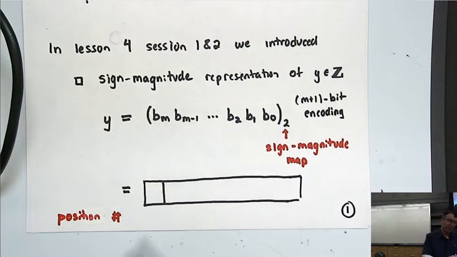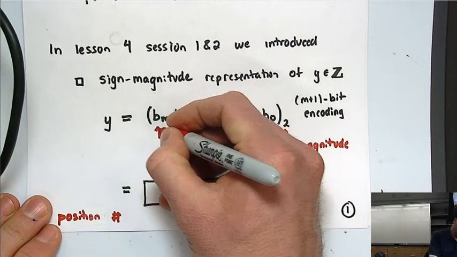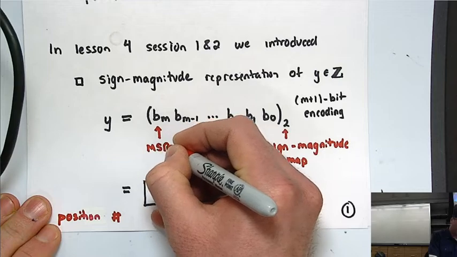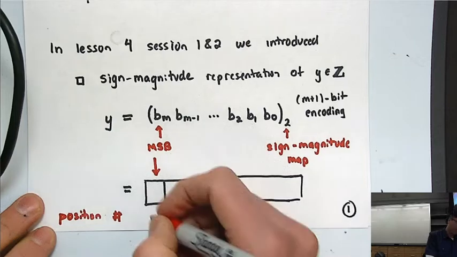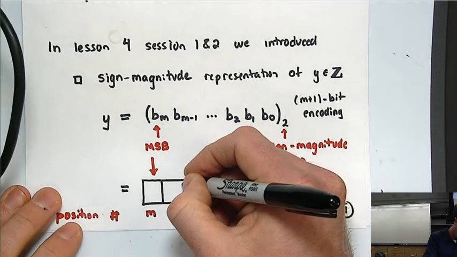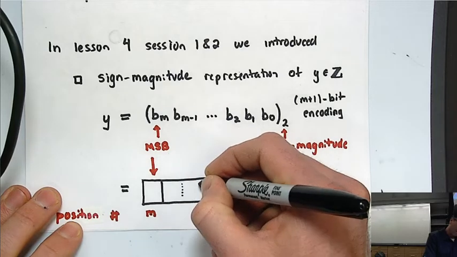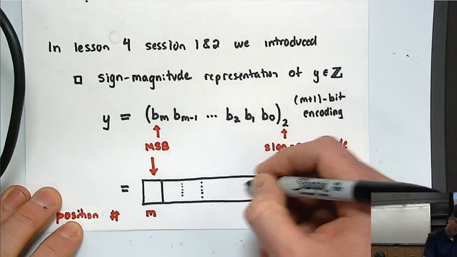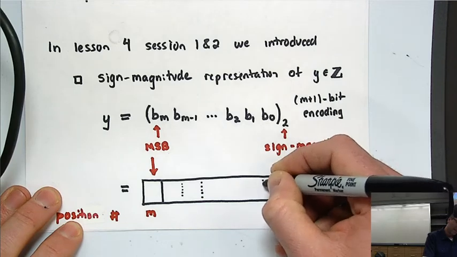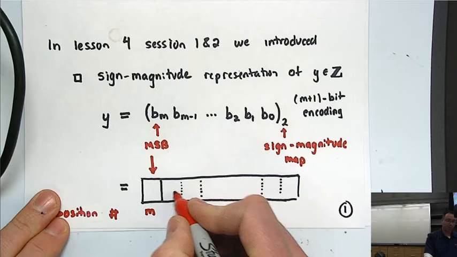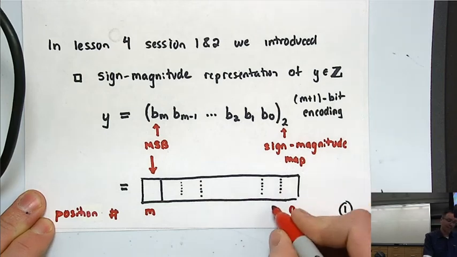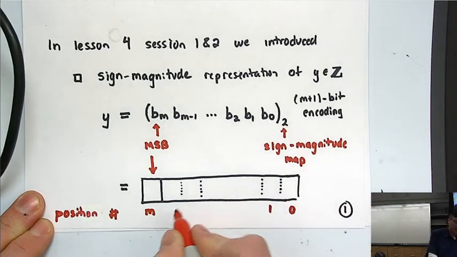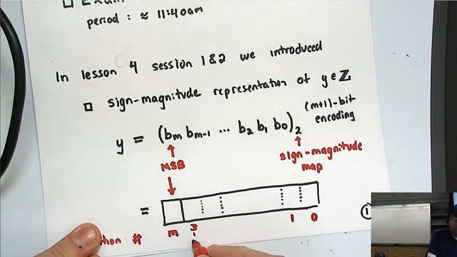The most significant bit, kind of like MSB, but very different. What's the position number on the most significant bit? M. And then what we'll do is map these without a hard delimiting line. What would be the position number of the least significant bit? 0. The second least significant bit, and then all the way down to, I'm running out of room here, m minus 1.